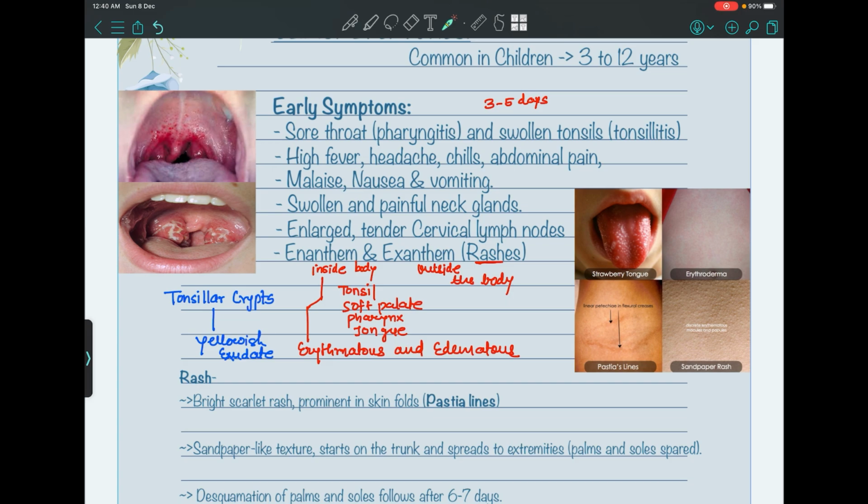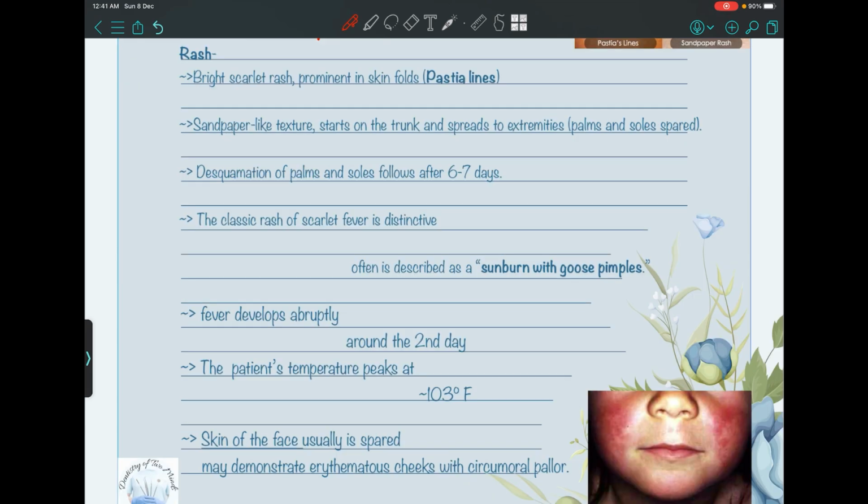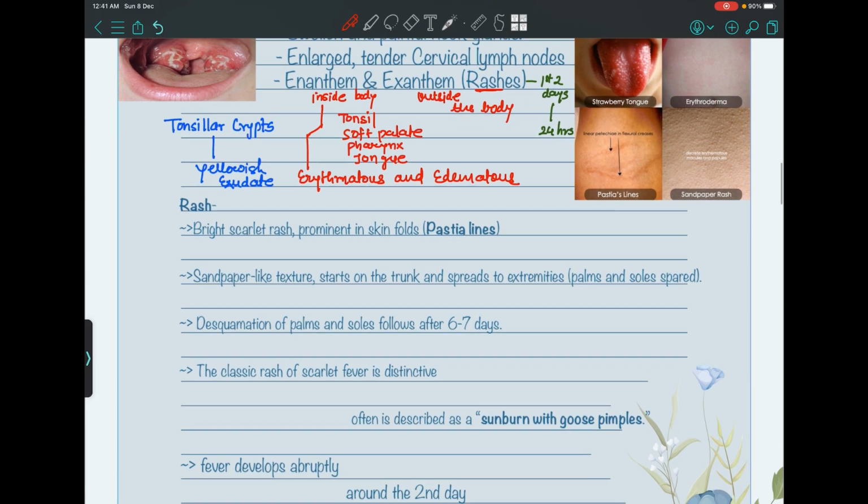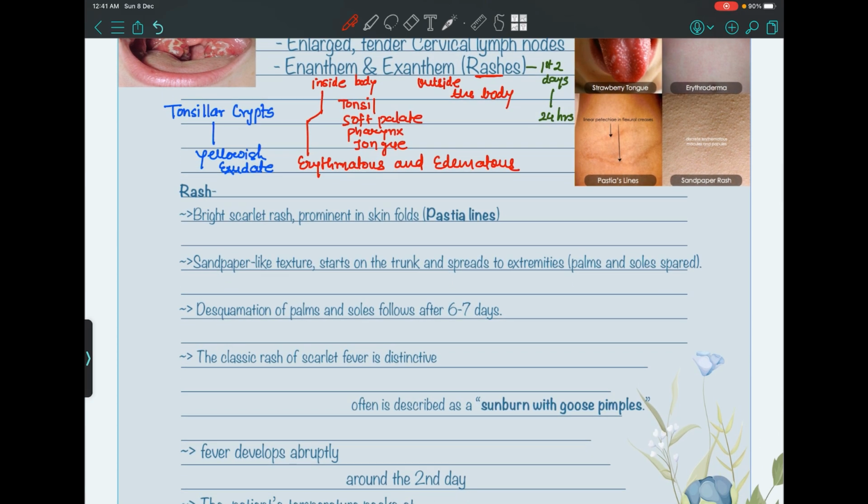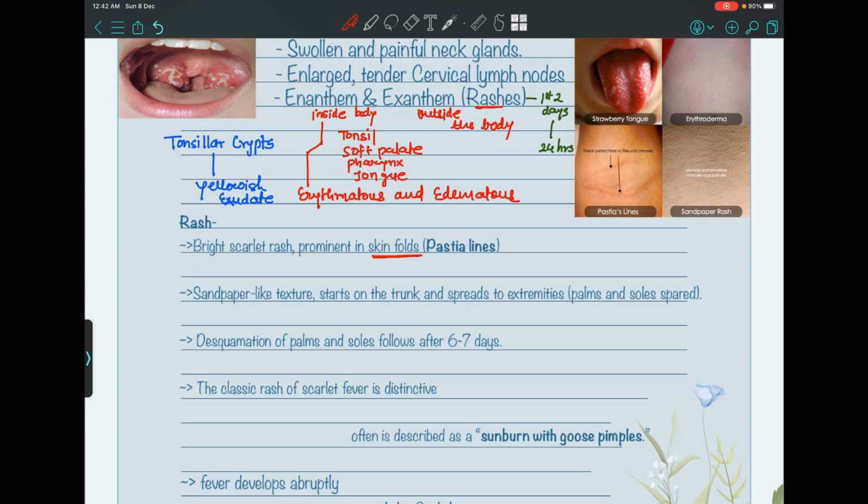The exanthematous rash develops within the first 2 days and becomes widespread within 24 hours. The color of the rash varies from scarlet to dusky red. This rash is particularly prominent in the areas of skin folds, called Pastia lines. Pastia lines are clinical signs that appear as bright red or pink lines in the skin folds such as armpit and groin in people with scarlet fever.